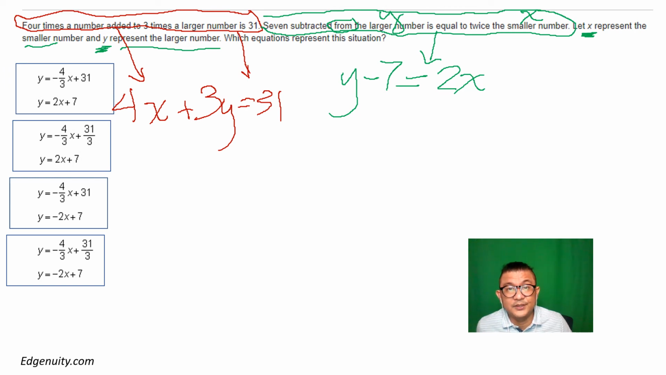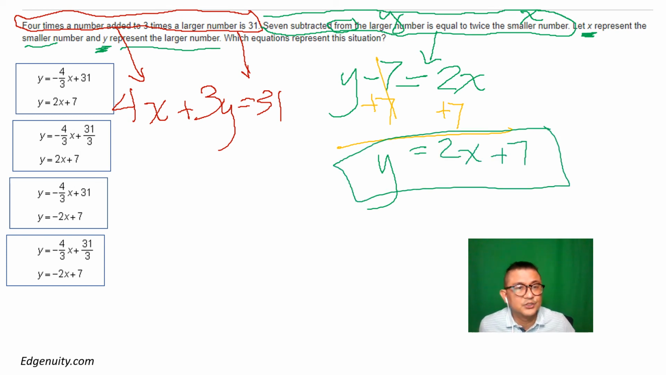Look at the green equation. Plus 7 for you, plus 7 for you. That cancels out. Therefore, what happens? Y is equal to 2x plus 7. So the first equation should have y equals 2x plus 7.